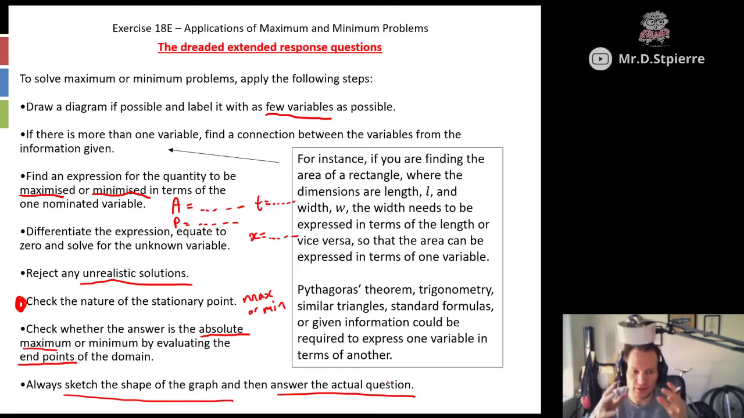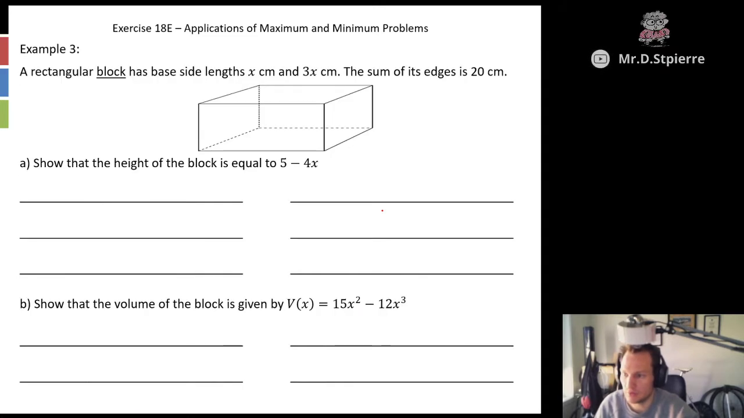So contextually, you need to have a firm grasp on the problem. So let's have a look at an example and do that process. So a rectangular block has base side lengths x and 3x. The sum of its edges is 20 centimeters. Show that the height of the block is equal to 5 minus 4x.